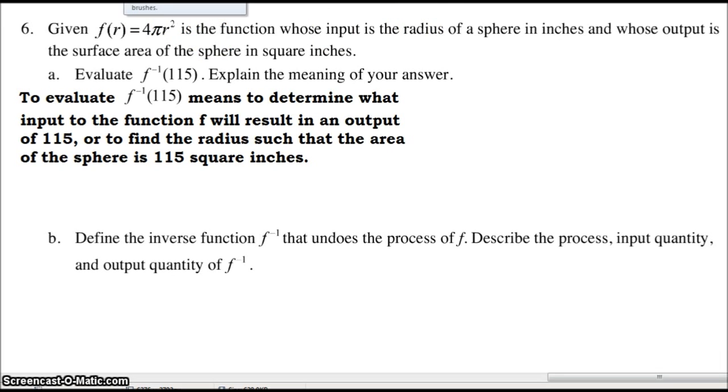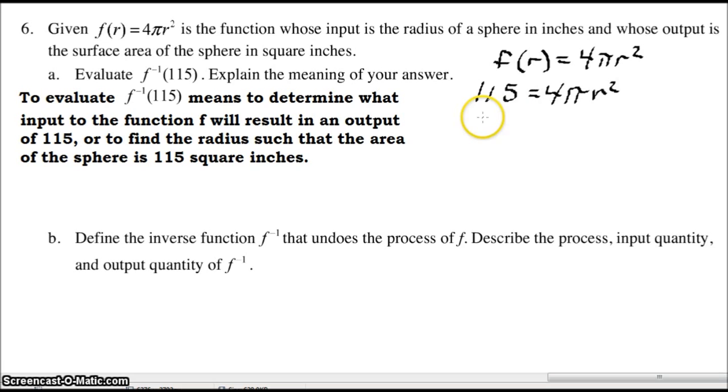So the question is, how do we do this? Well, to evaluate f inverse of 115 means to determine what input to the function f will result in an output of 115. So that tells us that our output is 115. We have our function f of r equals 4 pi r squared. That f of r is the output, and so we need our output to be 115, and we'll get a resulting equation that we can solve for the radius.